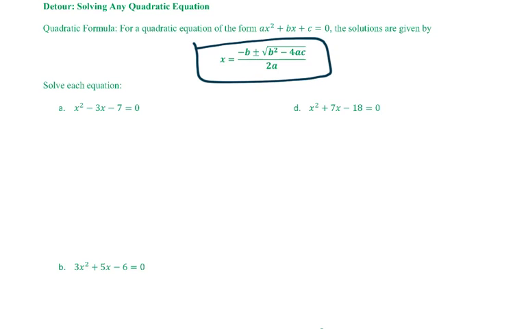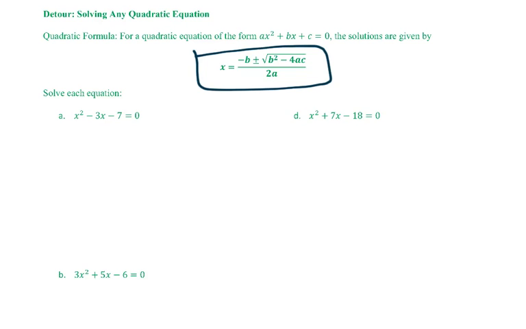Again, I'm going to use the quadratic formula. Here it is listed again. I'm only going to go over one of these. If you want to try the others and then email me to check your answers, feel free to do so. But we're going to do A.